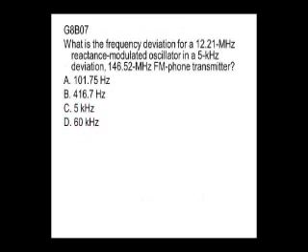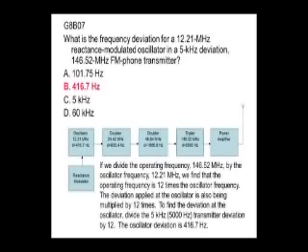What is the frequency deviation for a 12.21 megahertz reactance modulated oscillator in a 5 kilohertz deviation, 146.52 megahertz FM phone transmitter? Let's take a look at the block diagram on this and find out what's going on here. What we have is a transmitter that has an oscillator or a multiplier chain like we just looked at in the other question. Here we have a reactance modulator that is applying frequency modulation to the oscillator. And since it's applying it to the oscillator, this will be true frequency modulation, won't it? Okay. Now, how do we know what these multipliers in here are? Well, we know that we have an oscillator operating at 12.21 megahertz, and we have an operating frequency here coming out of the tripler, going into the power amplifier, of 146.52.